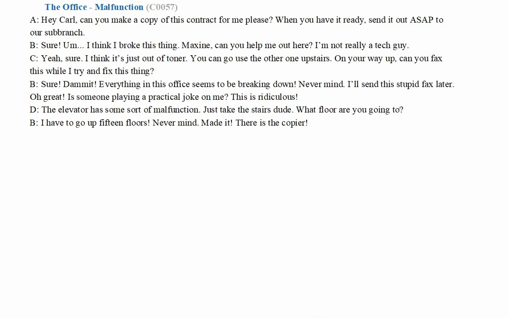Oh, great! Is someone playing a practical joke on me? This is ridiculous! The elevator has some sort of malfunction. Just take the stairs, dude. What floor are you going to? I have to go up 15 floors! Never mind. Made it. There's a copier. No!